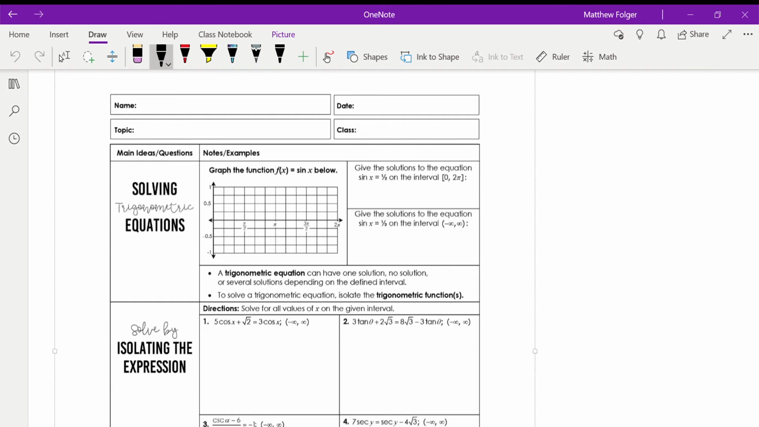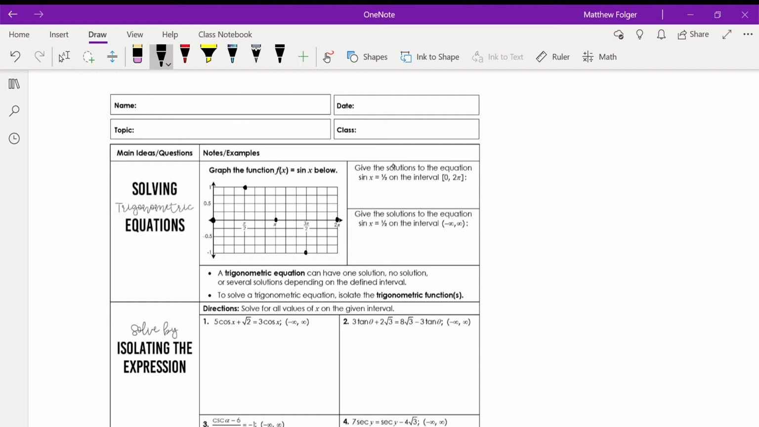So we're going to graph the sine curve here, and you're going to notice it only goes between 0 and 2 pi. So the first point is 0, 0. Remember, sine starts at 0, 0. And within the sine graph, remember, it goes up to 1, down to 0, down to -1, and back up to 0.